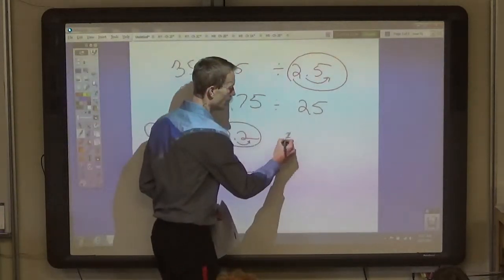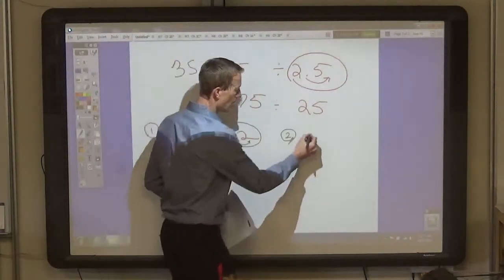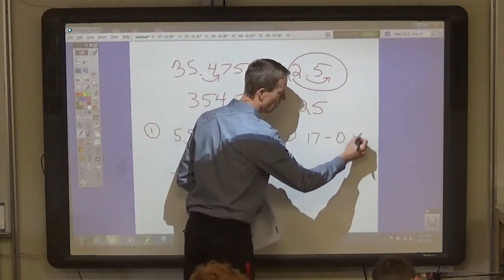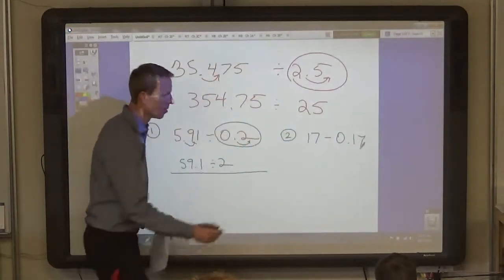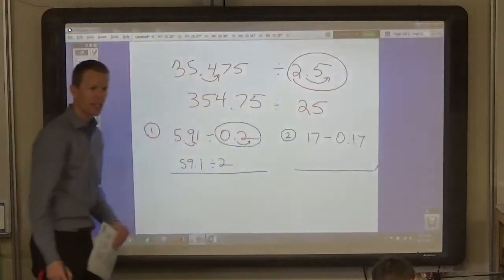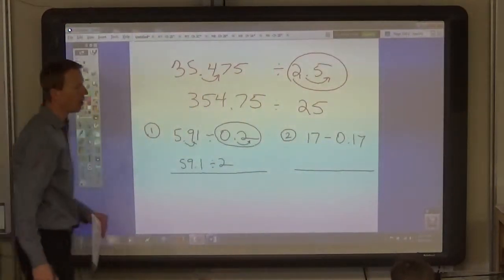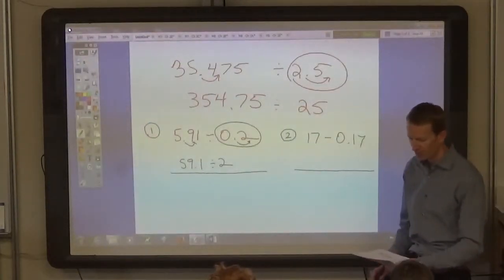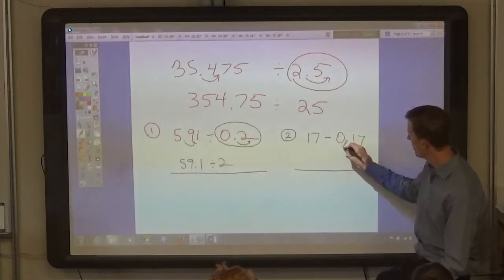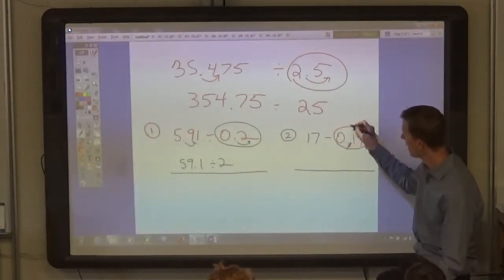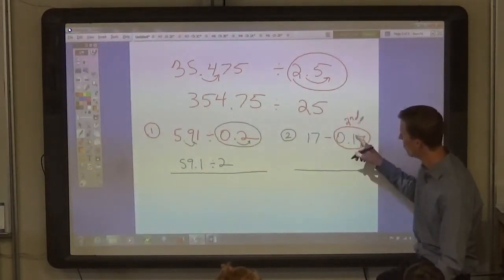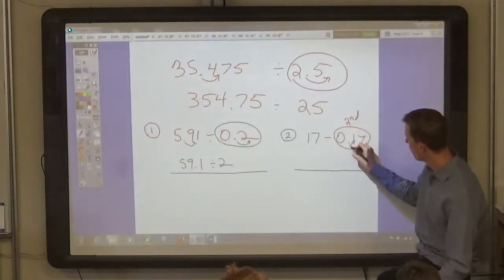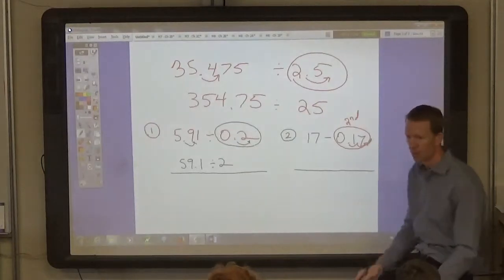Number 2. Here's the problem. Move the decimal point over and write the new problem, because you already have one whole number. But is this number the whole number? Remember, the second number is the divisor, and this is the one that has to be the whole number. So we're going to have to move this decimal point over.